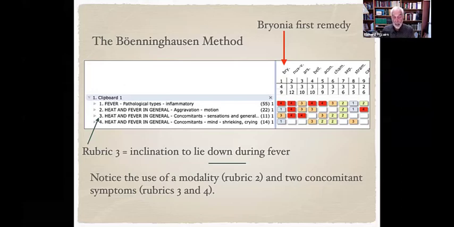We use a modality, rubric 2, which is modality under fever. It's under the fever section of the repertory, in a separate aggravation section. It applies to all the rubrics in the fever part. Fever worse from motion, 22 remedies. And then we have 2 concomitants in that section: the one I just pointed out to you, the lying down during fever, and number 4, the shrieking and crying out during fever. So you see that the Bernhausen method more clearly and strongly brings up a remedy for consideration.